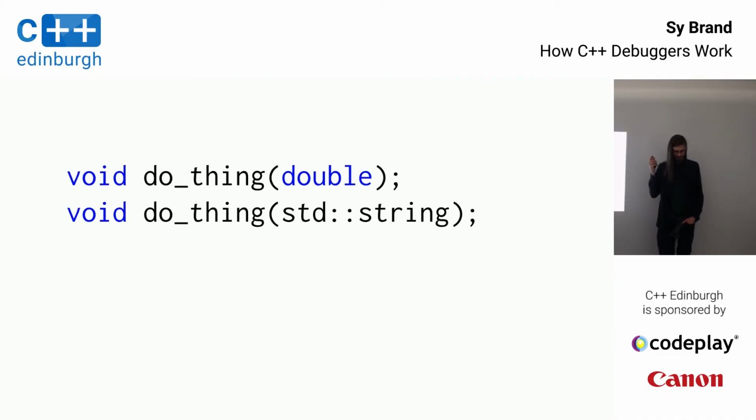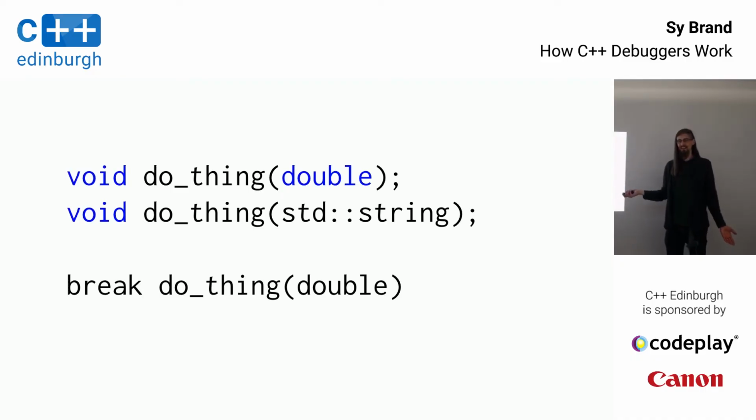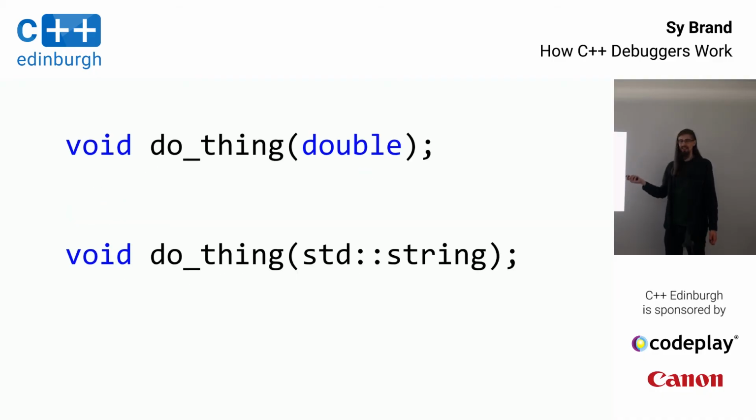One interesting thing is that in C++, we have function overloading. If we have a do_thing which takes a double and a do_thing which takes a string, maybe we want to set a breakpoint at the double one. How do you think we would do that? Does anyone have any ideas? How could you tell these functions apart? They have different names. Well, they have a different name, but this name is not going to be in the debug information in exactly this form. Yes? Use the mangled name. Yes, exactly.